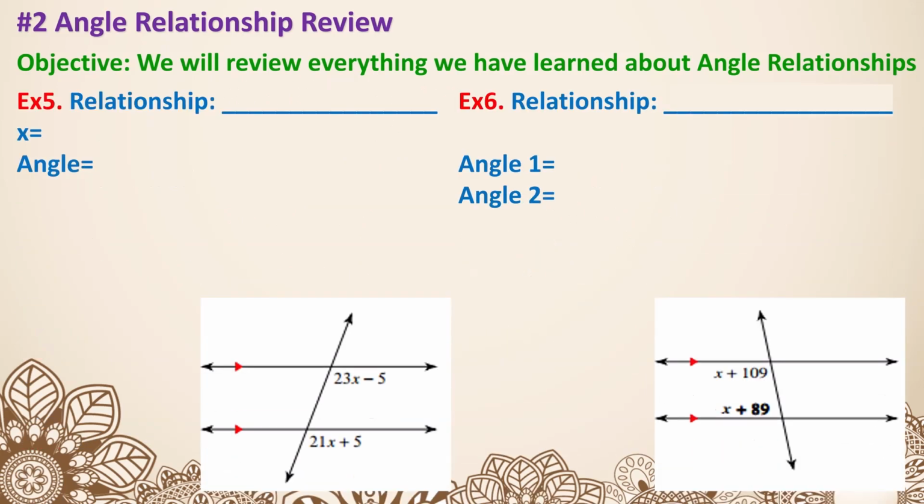Moving on, example 5. One is in between the parallel lines, another is outside the parallel lines. They're actually on the same side, so it's not any of the alternate or same side interior, exterior. But if you look at the two angles again, one is pointing down and then right. The other is also pointing down, then right. So they are actually corresponding angles.